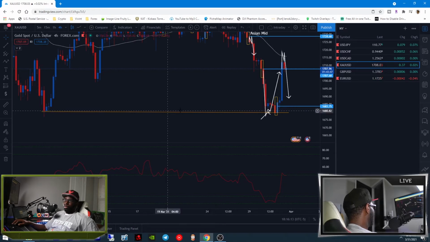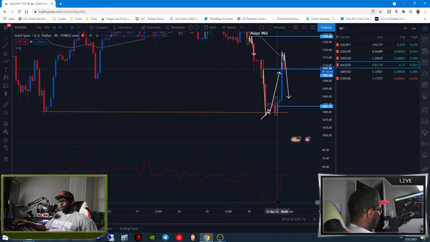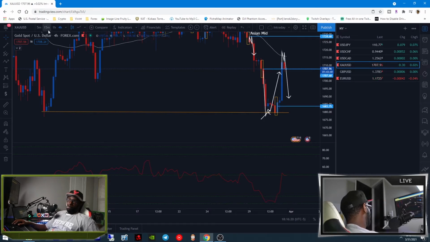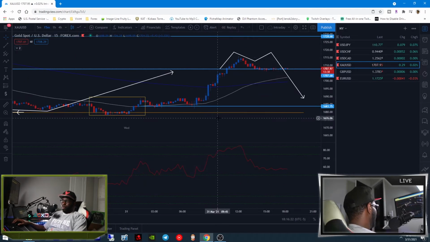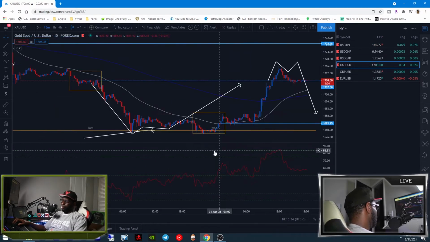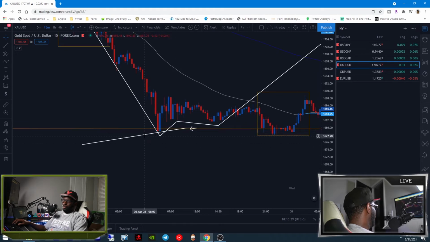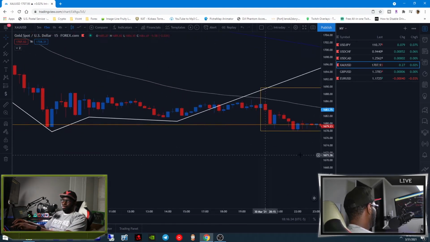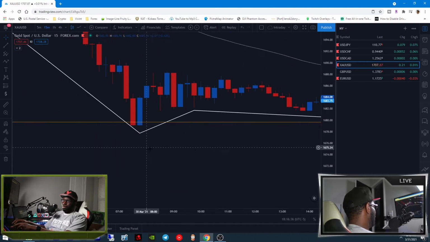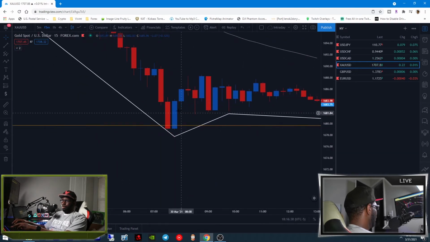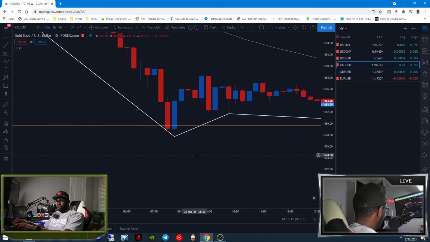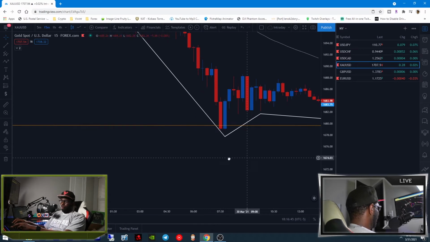Hit 4-hour support right here. And on top of that, the RSI was super low. Then if you drop down to the lower time frame, it's a couple things. So you had this candlestick pattern right here. This is a tweezer bottom candlestick pattern. Usually when you see this, price is gonna reverse.